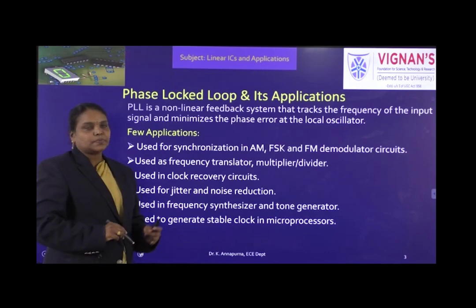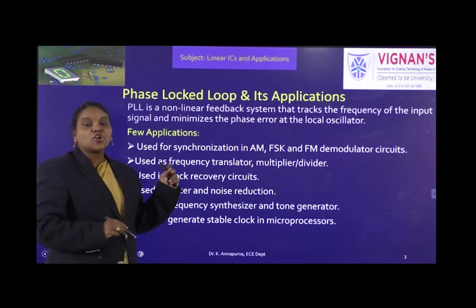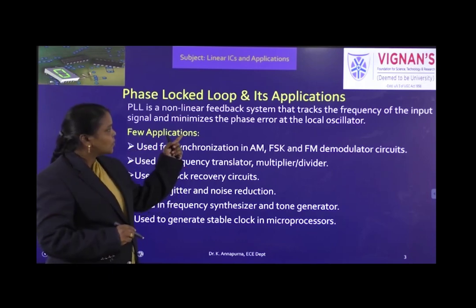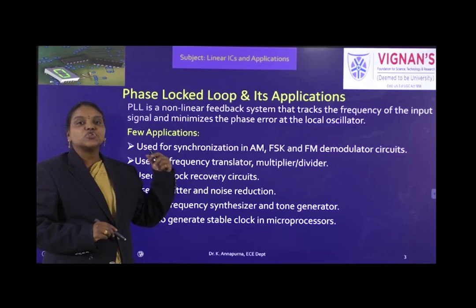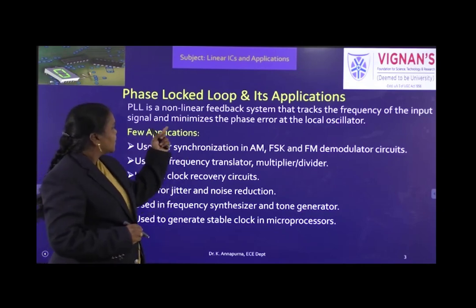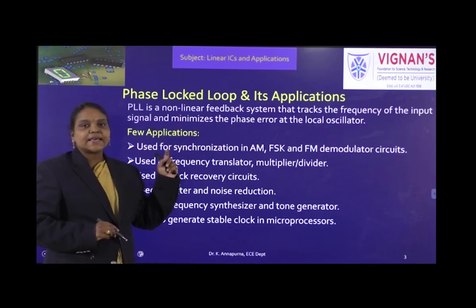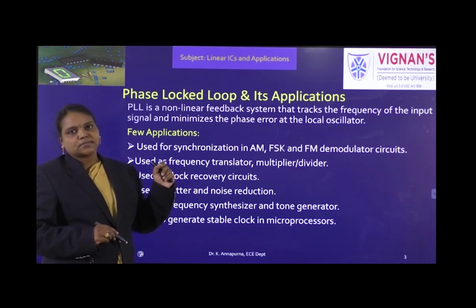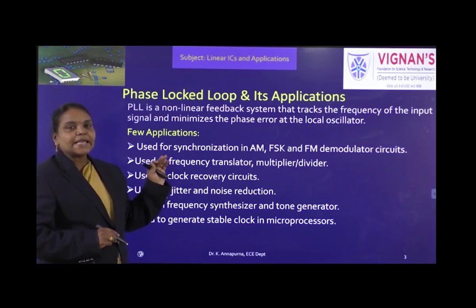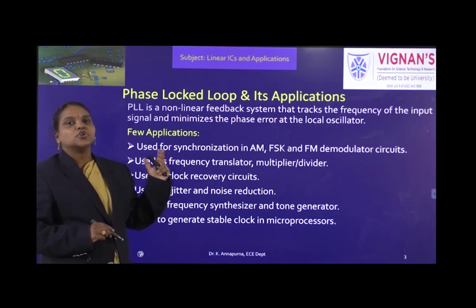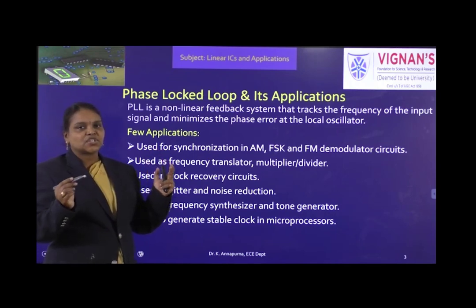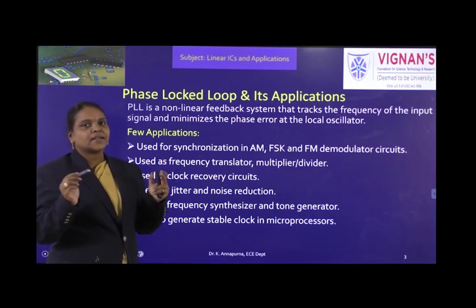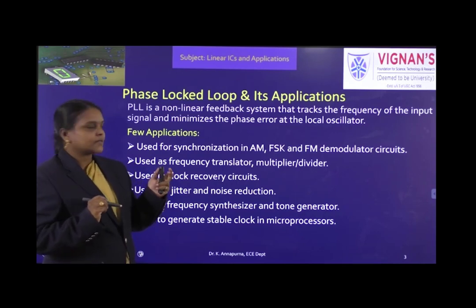So phase lock loop is a non-linear feedback system that tracks the frequency of the input signal to minimize the phase error at the local oscillator. Basically it is a non-linear control system to control the phase and frequency such that there is minimum phase error at the local oscillator.